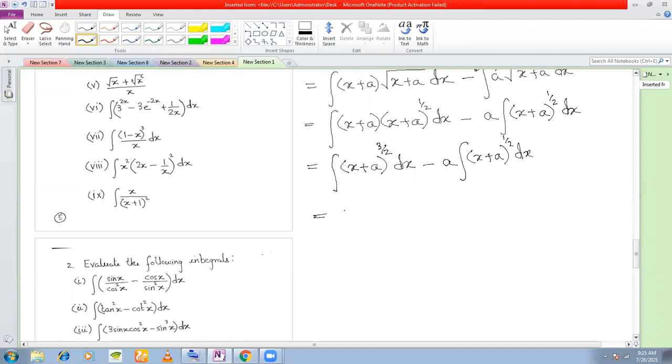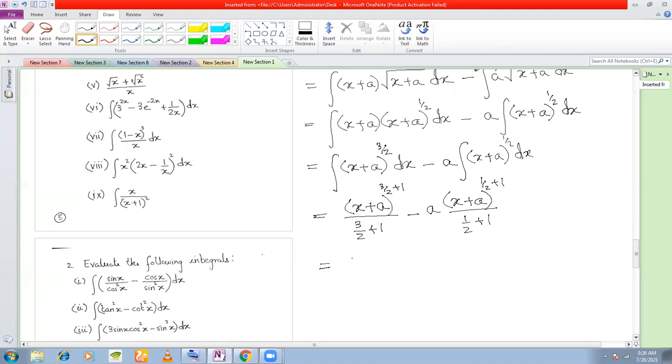Use the x to the power of n formula: x to the power of n plus 1 by n plus 1, divided by the derivative of x plus a. The derivative of x plus a is simply 1, so you're dividing by 1. So that is okay. Minus a times (x plus a) to the power of half plus 1 by half plus 1.